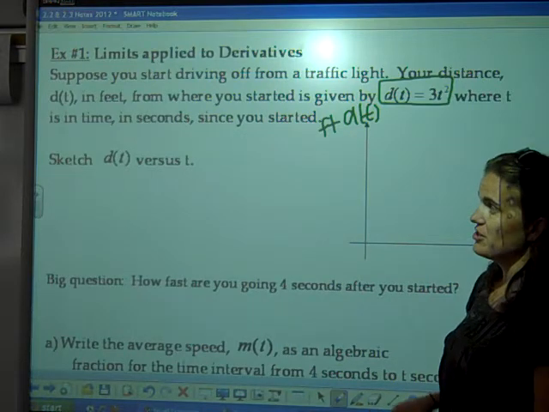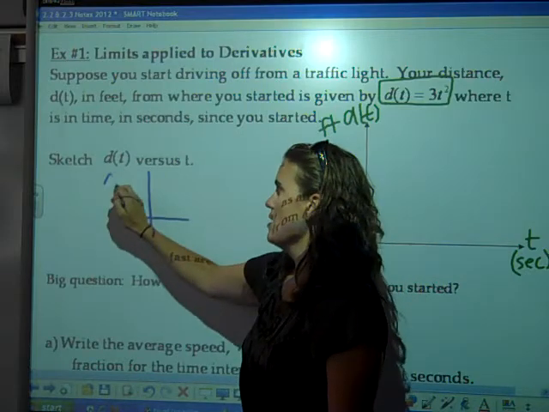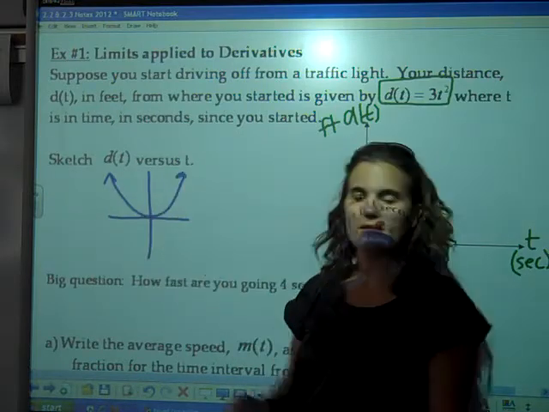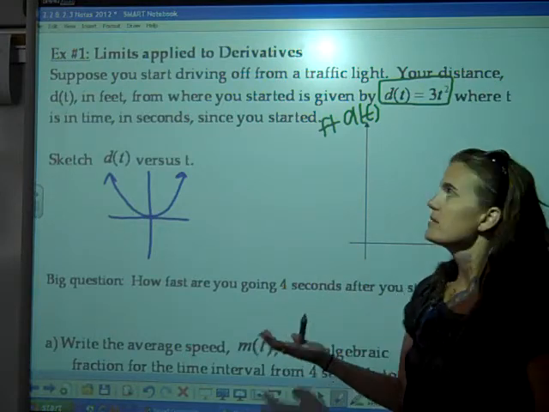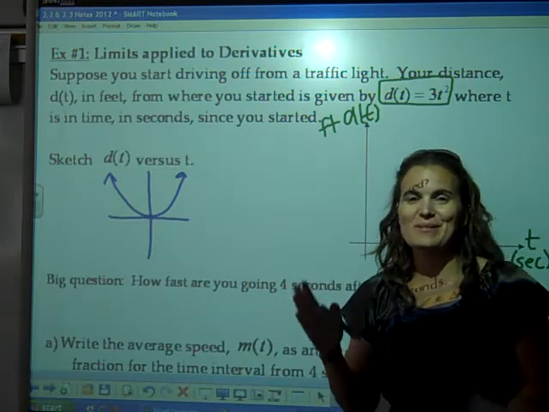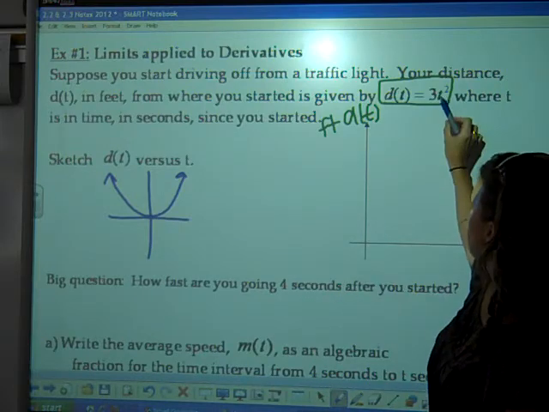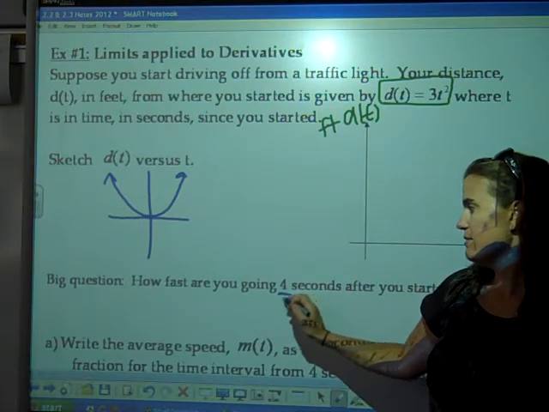So we're going to sketch d of t versus t, and hopefully we're clear this is a nice up parabola, something along those lines. It's just slightly wider than a normal parabola because of the 3. Slightly steeper than the regular parabola because of the 3. And we are going to be looking at this big question.